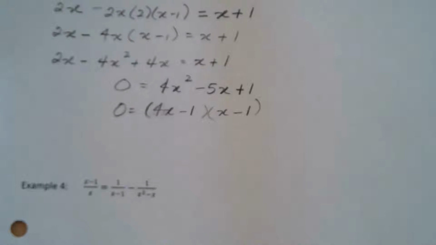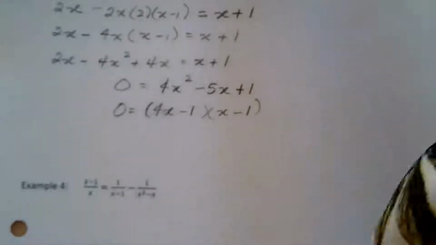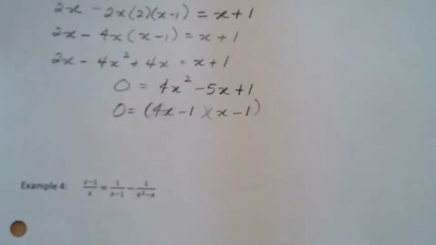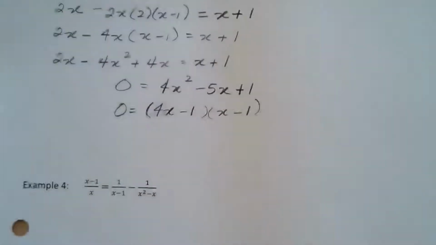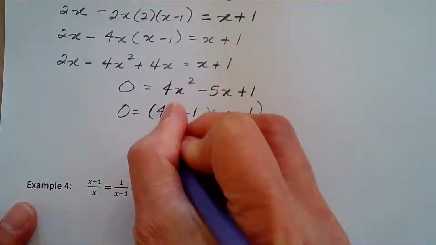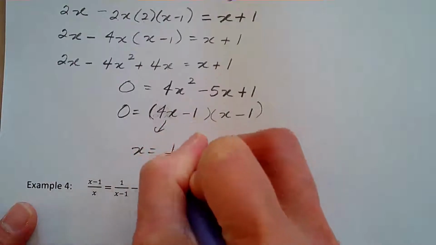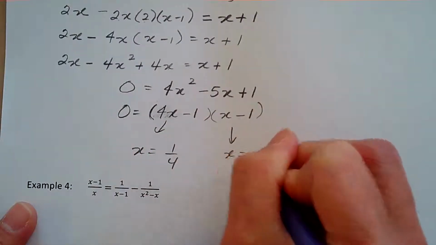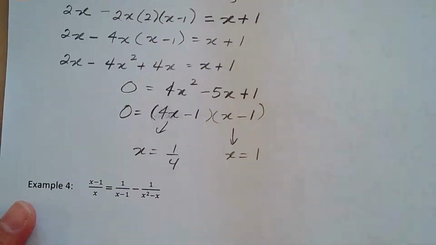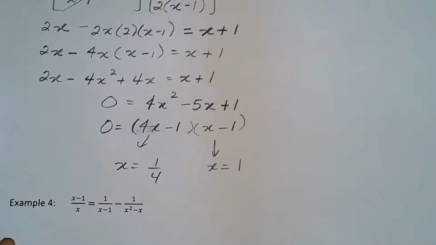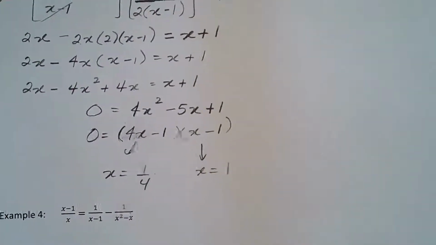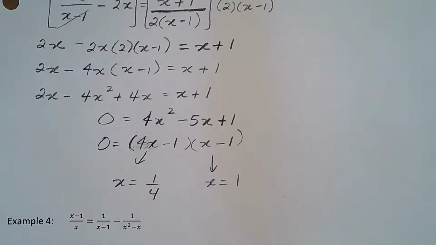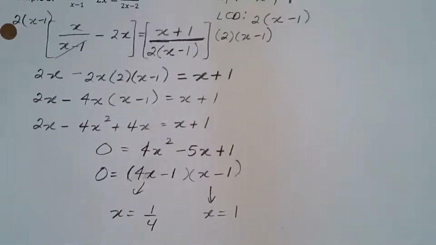Thanks. Okay, so over here, what's the solution? X equals 1 over 4. X is equal to 1/4. And then this one here, x equals 1. Okay, good. It looks like we have 2 solutions. Look at that. Is that true? No, we have to check.